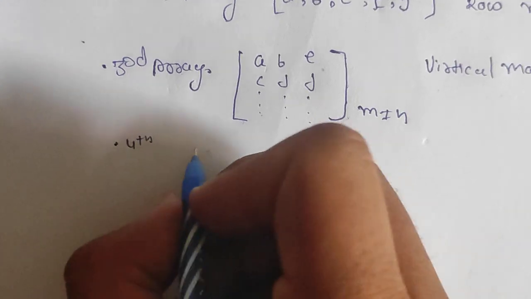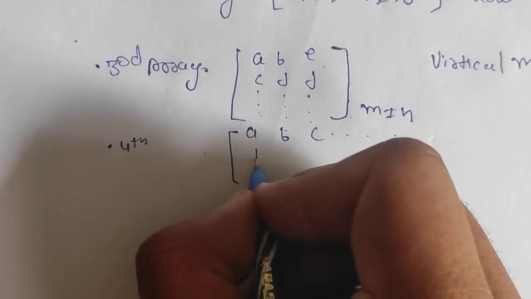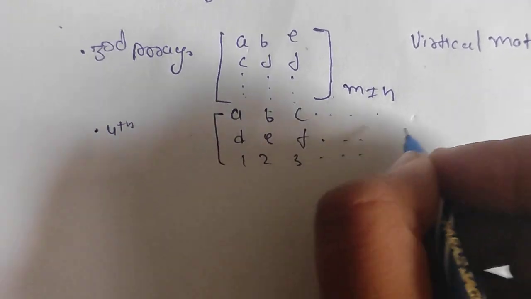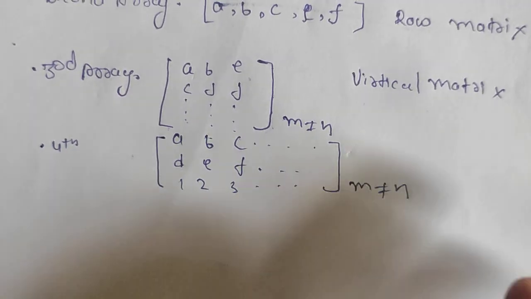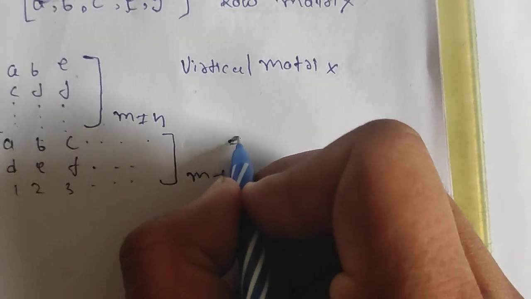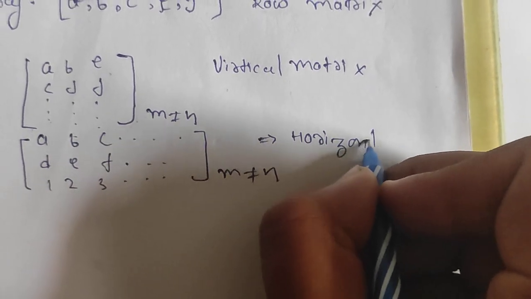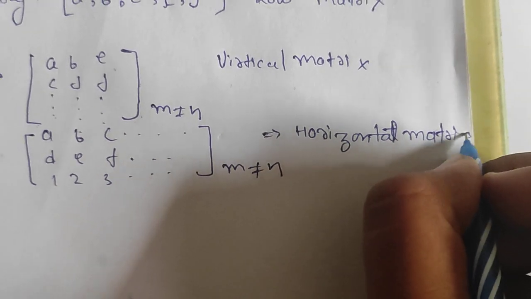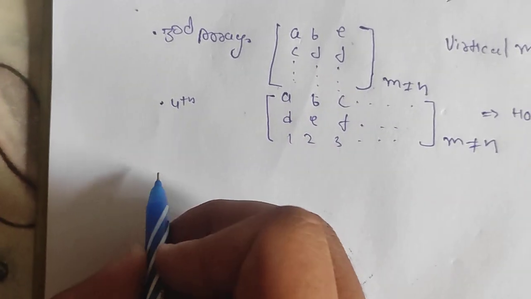And the fourth one, if we simply tilt it, this becomes A B C D E F 1 2 3. But in this type of arrangement, m is not equal to n, and the arrangement looks horizontal, so we can say that this is the horizontal matrix.